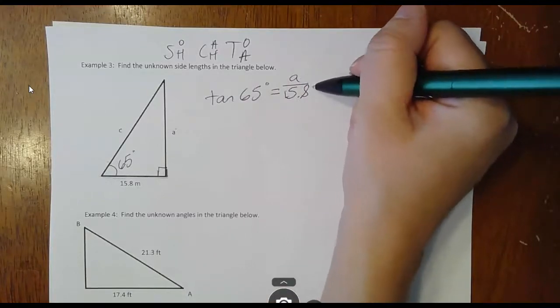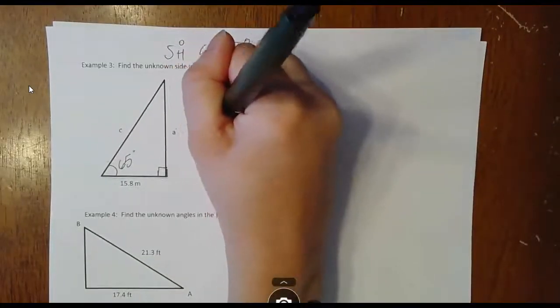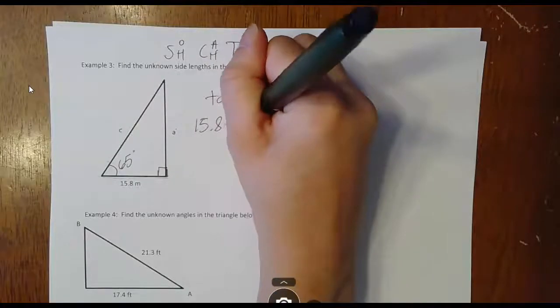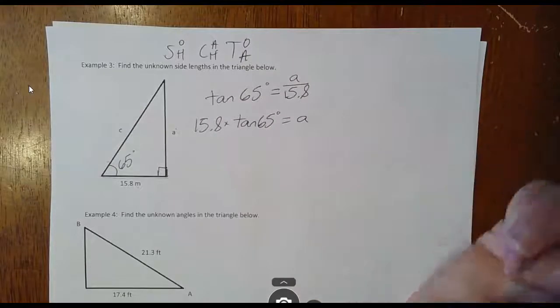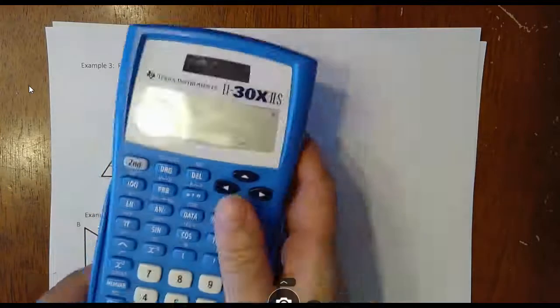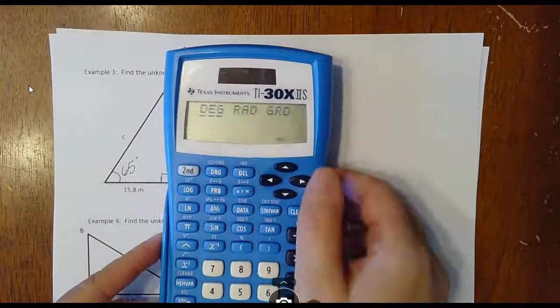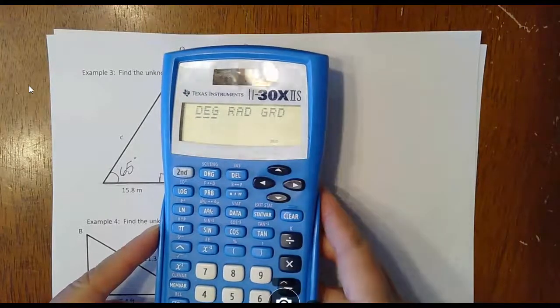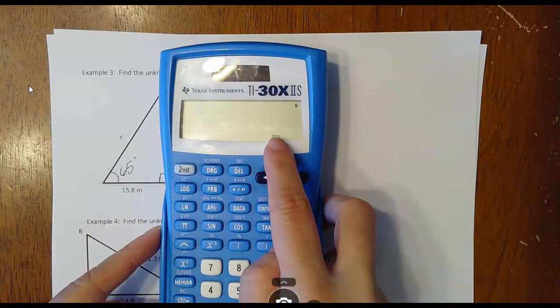So to do that, the opposite of division is multiplication, so I'll multiply both sides by 15.8. So 15.8 times the tangent of 65 degrees equals little a. And I can actually type that exactly like that into my calculator. You do need to make sure that you are in degree mode, however, for your calculator. Personally, I have a little TI-30X, and this little DRG will change me from radians to degrees. Also, I can see the little DEG at the bottom to see that I'm in degrees.